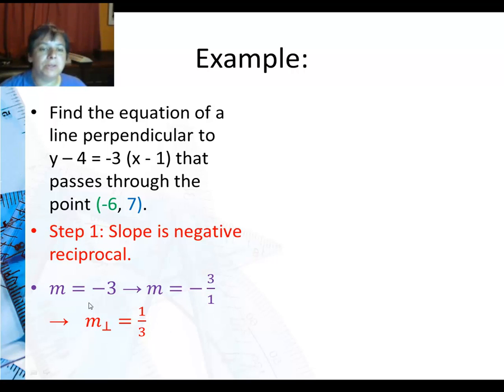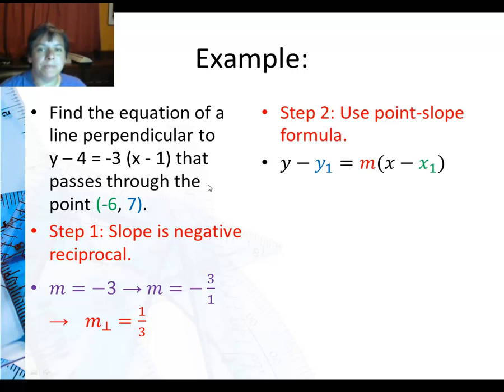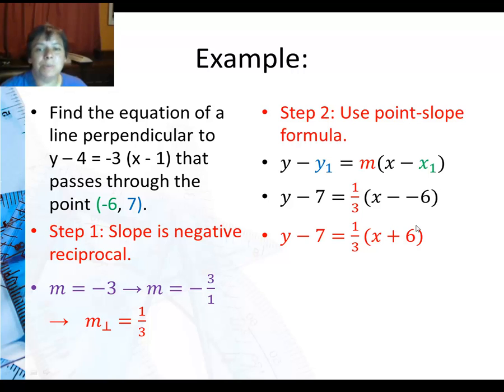Our next step is to use this slope with this point using the point slope formula. So y minus y1 equals m times x minus x1. Y minus 7 is 1/3 of x minus -6, that's +6. Distributing the 1/3, I get 1/3 x, and 1/3 of 6 is 2. Adding 7 to both sides, I get 1/3 x plus 9. So here you can see the point slope form of the equation, and there's the slope intercept form of the equation.